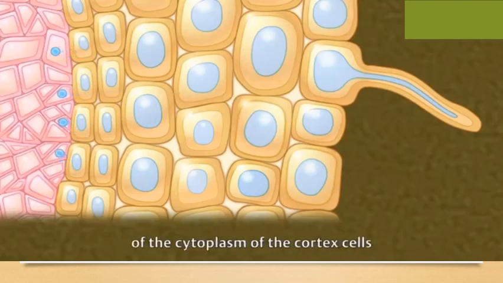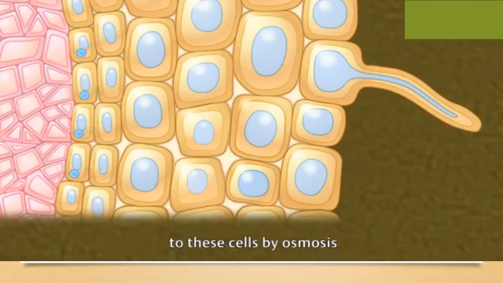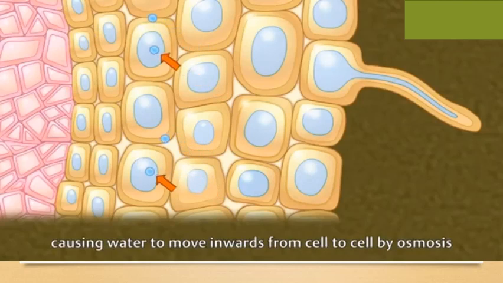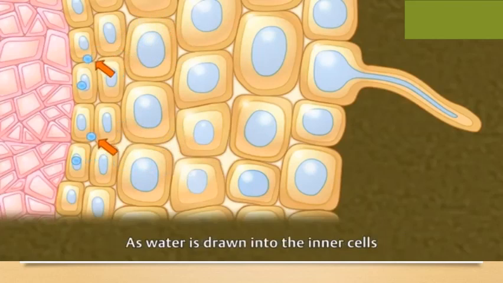This decreases the water potential of the cytoplasm of the cortex cells. Water moves from the neighboring cells of these cells by osmosis. As a result, a water potential gradient is set up across the cortex, causing water to move inward from cell to cell by osmosis. Some water moves inward along the cell wall.